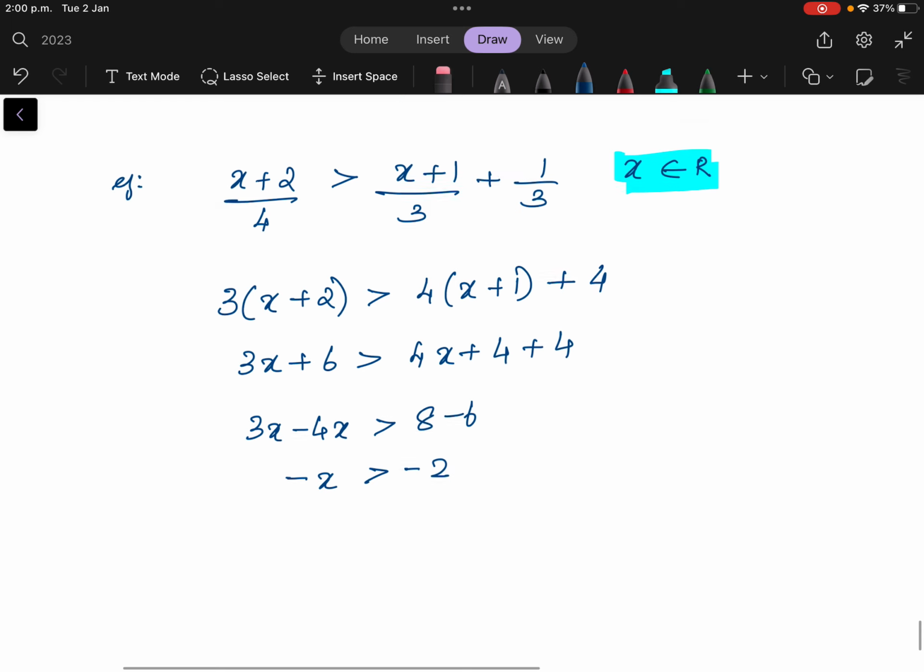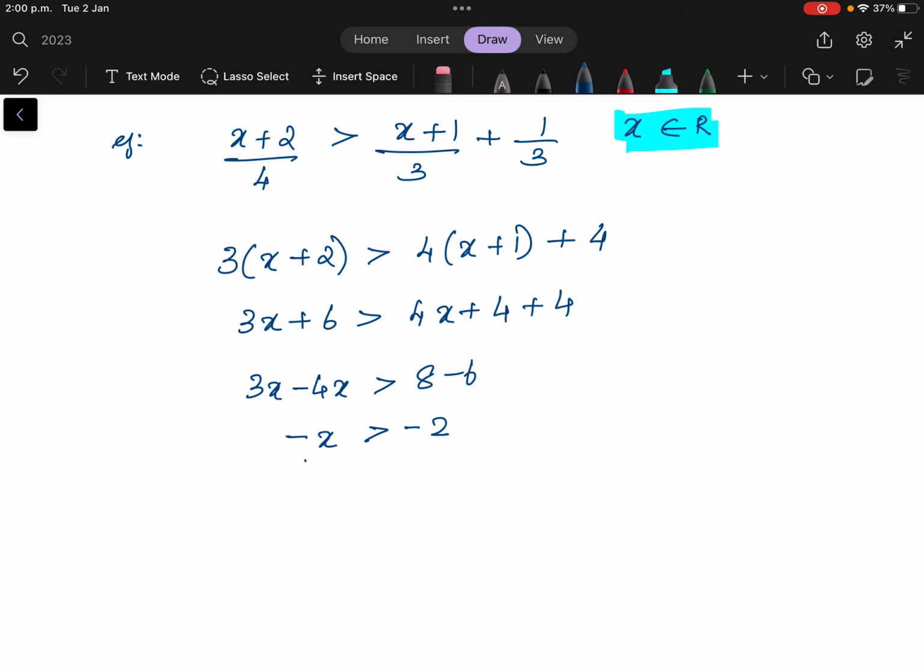Now here, this is one thing which you have to remember. If there is a negative x here, you multiply it by negative 1. When you're multiplying by negative 1, you have to reverse the sign. So it is x is less than 2, and that is the inequality. If you need to denote it on the number line, we know how to denote it as in the previous solution.